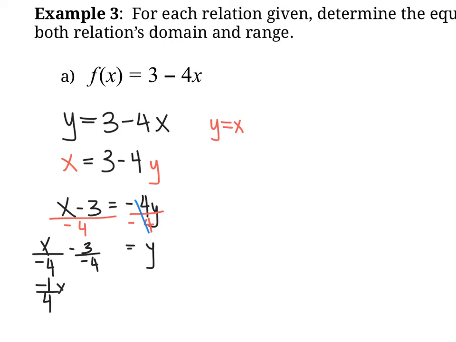-1/4x. These are equivalent. Just because I know this is going to be a line, so I'm going to write it in y equals mx plus b form, so that we can easily sketch it. So -1/4 is equivalent to 1/-4. -3 divided by -4, we know that can just become +3/4. And here is our inverse function.